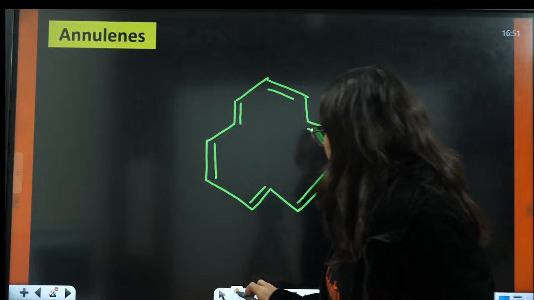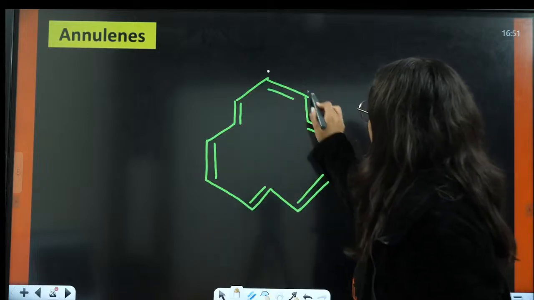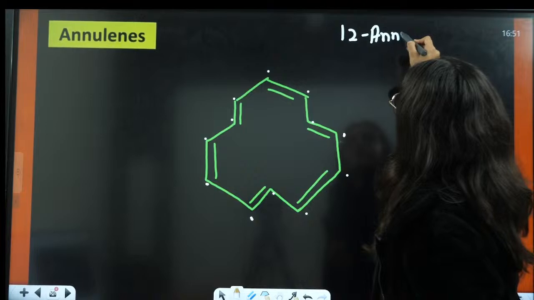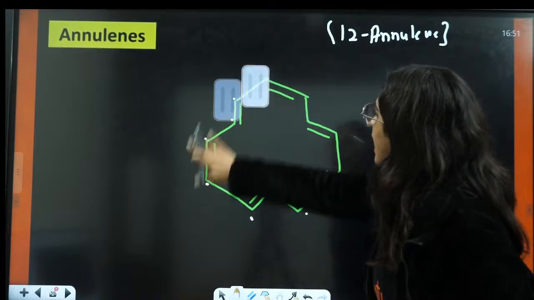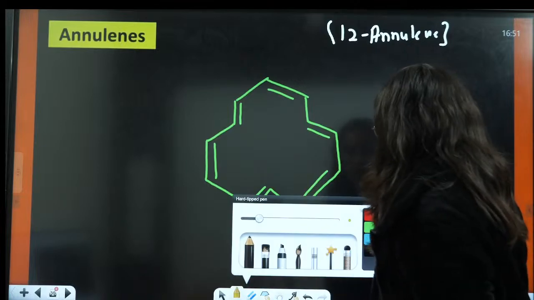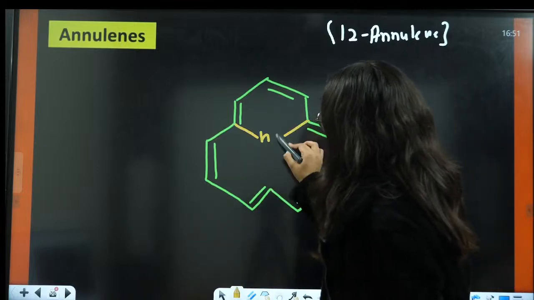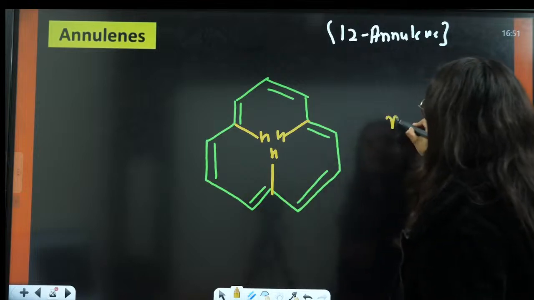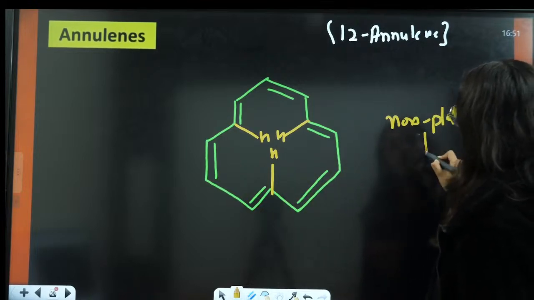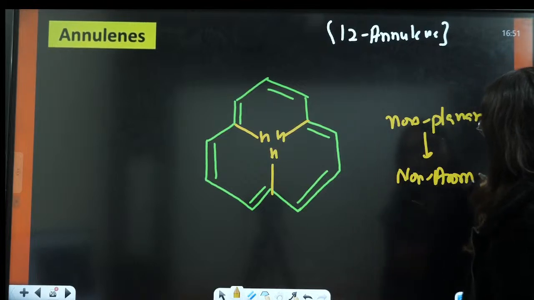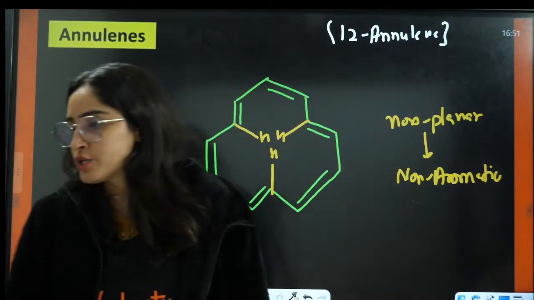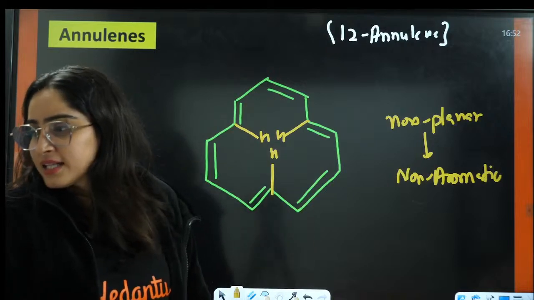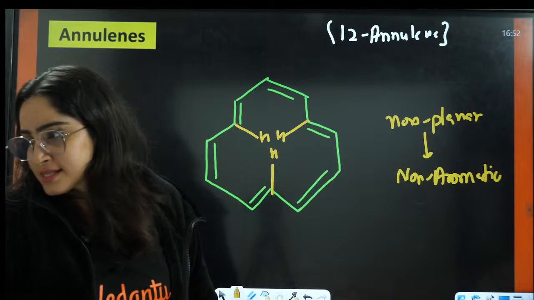Right. Okay. So now you have 1, 2, 3, 4, 5, 6, 7, 8, 9, 10, 11, 12. You have 12 annulene. So now what will happen here? Again, because of angle strain, one hydrogen will be here, one hydrogen will be here, one hydrogen will be here. Because of the angle strain, they will jump out of plane, and that will be non-planar. And because this is non-planar, this will be non-aromatic. Understood? This is clear to everyone. Okay? This will be a non-aromatic compound.